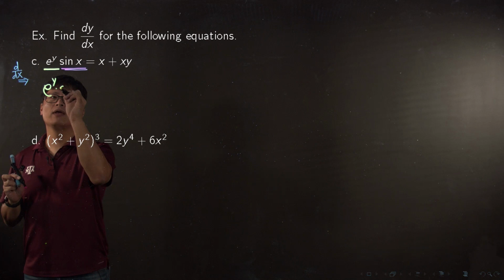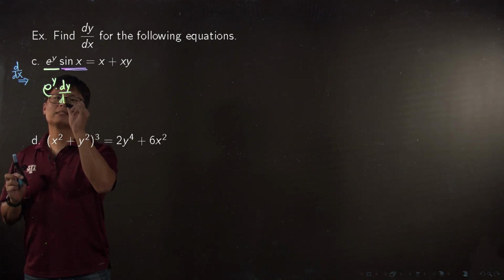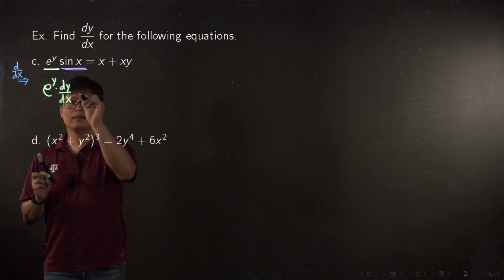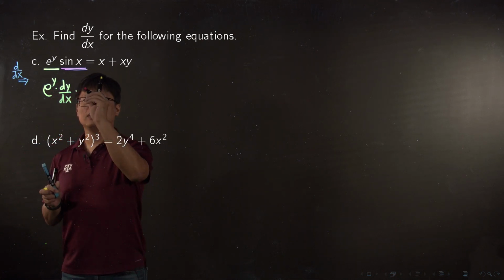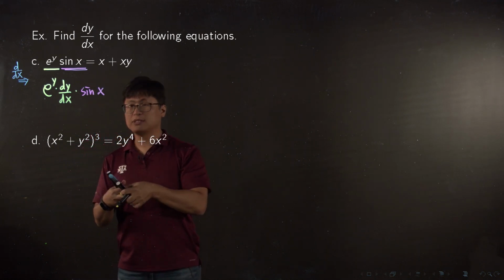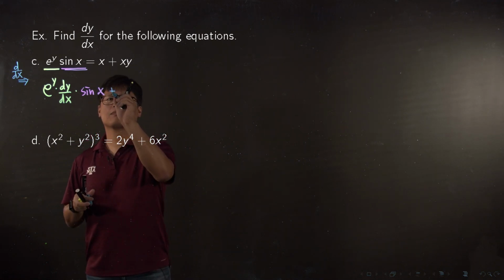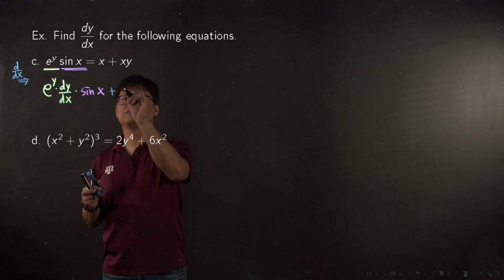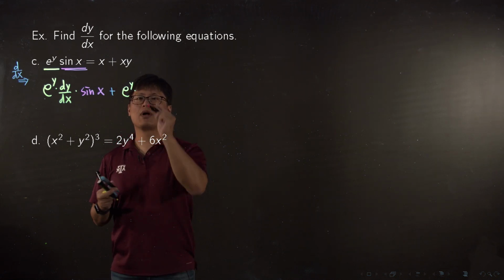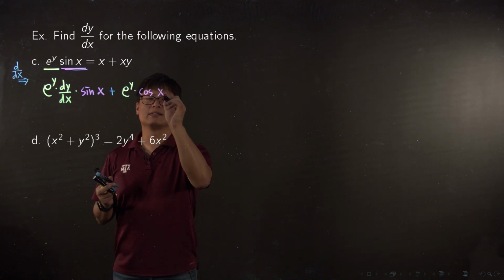But don't forget you have to multiply by dy over dx, because y is represented inside the function, okay? Times sine x. Don't forget we are doing the product, okay? And plus first function times second function prime. Sine x prime is cosine x, okay?